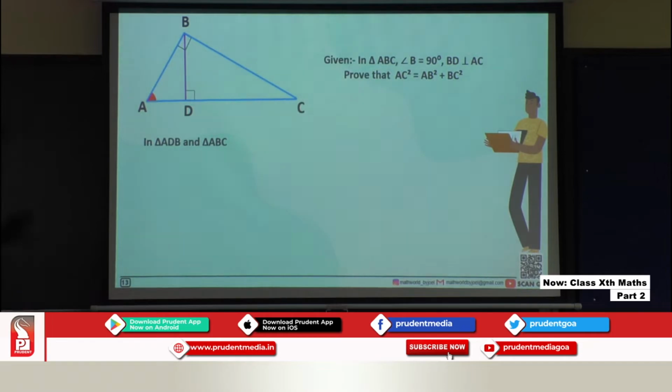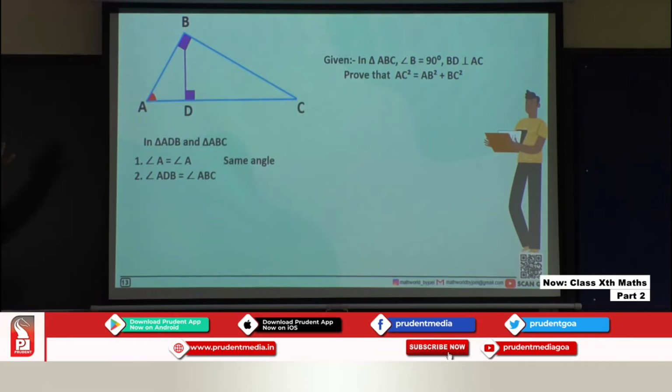Now in these two triangles, angle A becomes a common point, right? So I can write that angle A is equal to angle A, and it will be called a common angle or same angle. Next step is these angles, which are right angles. Both of them are right angles, that means they are equal. So angle ADB is equal to angle ABC.